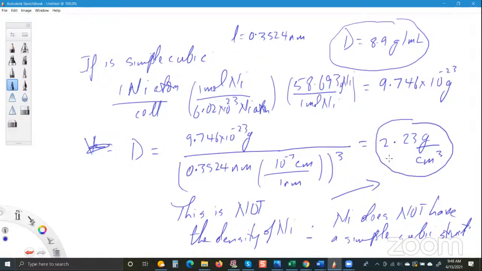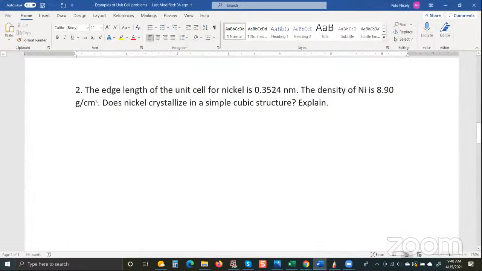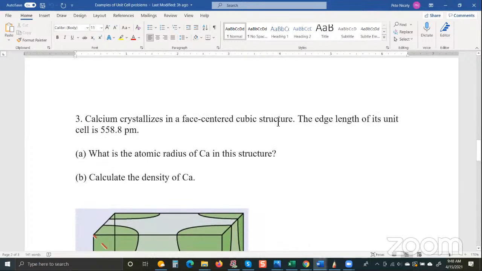Okay. Any questions about this particular example? Any questions? Okay. So the next example, let's see here. I think the next example has a different structure. It's talking about the face-centered cubic structure. And this is in reference to calcium. So it has a face-centered cubic structure, and the edge length of its unit cell is 558.8 picometers. So the question is, what is the atomic radius of calcium in the structure?